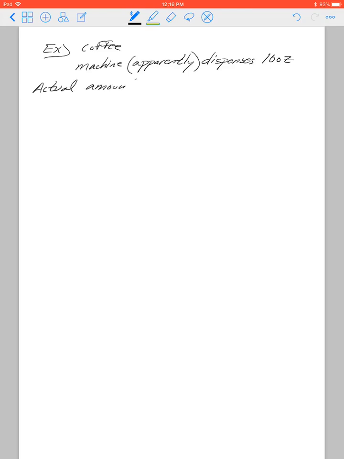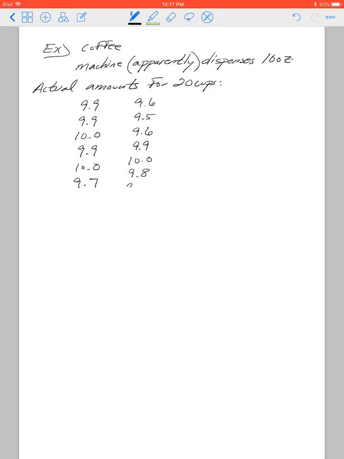We took 20 actual amounts for 20 cups. We have 9.9, 9.9 again, 10.0, and 9.9, 10.0. Oh my, I have a lot of these. Okay, 9.7, 9.6. I think I actually have this in a spreadsheet. I'll try to pull this up in a second. So we have this huge list from our 20 cups of coffee, okay?